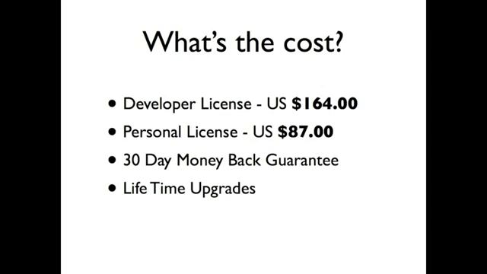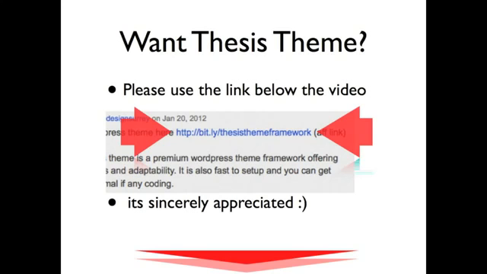So how much does it cost? You can get Thesis on a developer license for $164, or you can get a personal license for $87. The difference is you can have as many sites as you want under a developer license, as long as they're your own sites, and you can have one site under a personal license, but you can upgrade at any time to a developer license when you're ready. If you have clients that you want to use this on, get a developer license, and you can add, at extra cost, a license to use it on their sites as well. There's a 30-day money-back guarantee and free upgrades when you need them.